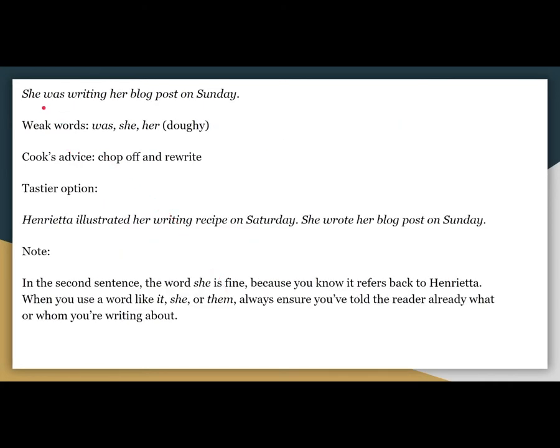Here's another example. She was writing her blog post on Sunday. So we have the weaker words she, was, and her. Well, to make it more interesting, we can say: Henrietta illustrated her writing recipe on Sunday, instead of: she wrote her blog post on Sunday. We need to add some details there, just a bit of details. Just to note, make sure we don't have confusion about pronouns. If we have she or it or he or them or they, make sure we know who we're talking about.